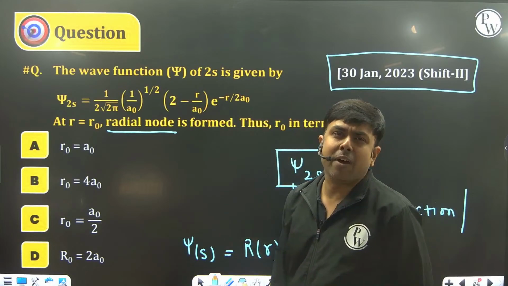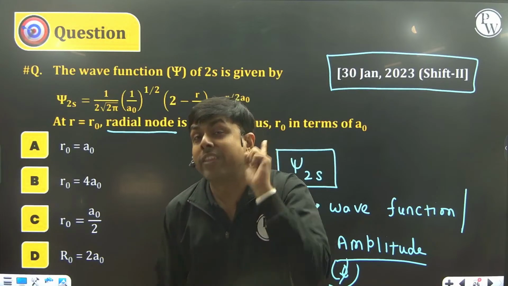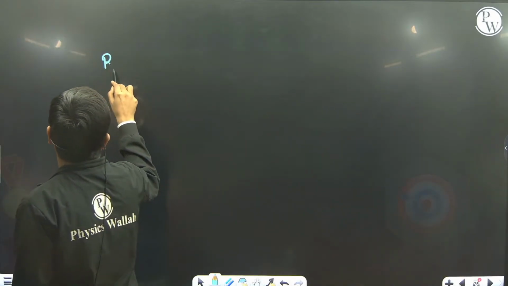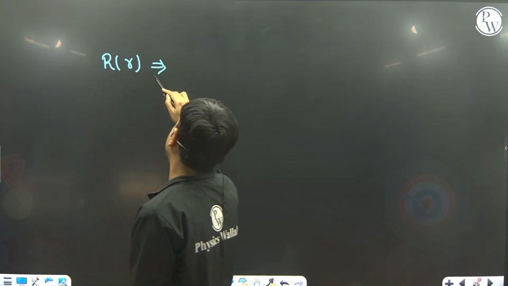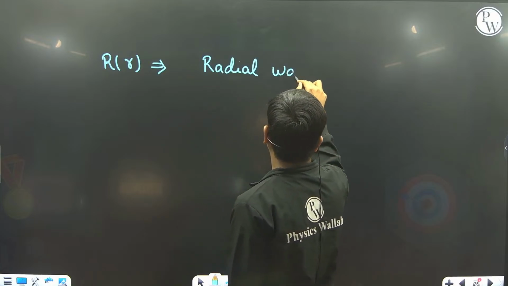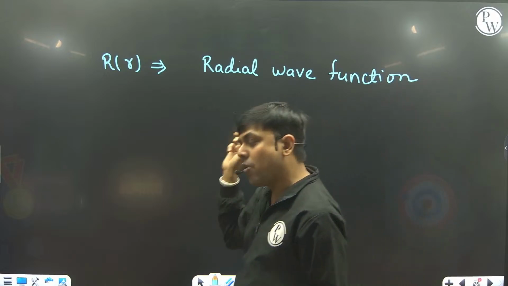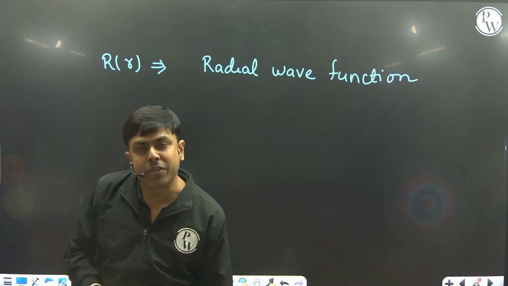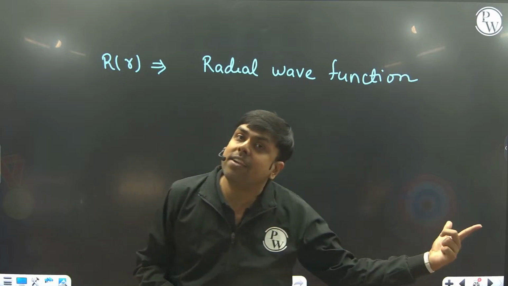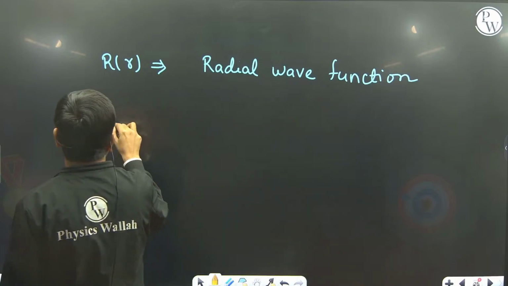They have not included the angular component, so they have given only the radial wave function equation. R of r is nothing but the radial wave function. It tells how the amplitude varies with distance, amplitude as a function of r. In Cartesian coordinates, it will be a function of x, y, and z. Right? Okay.